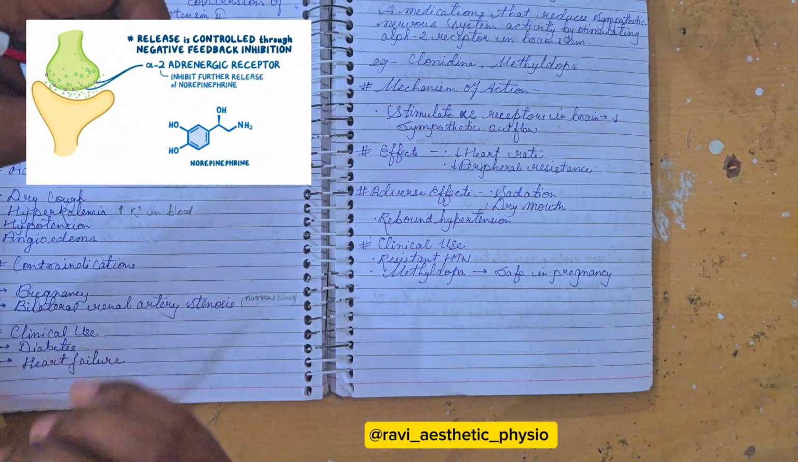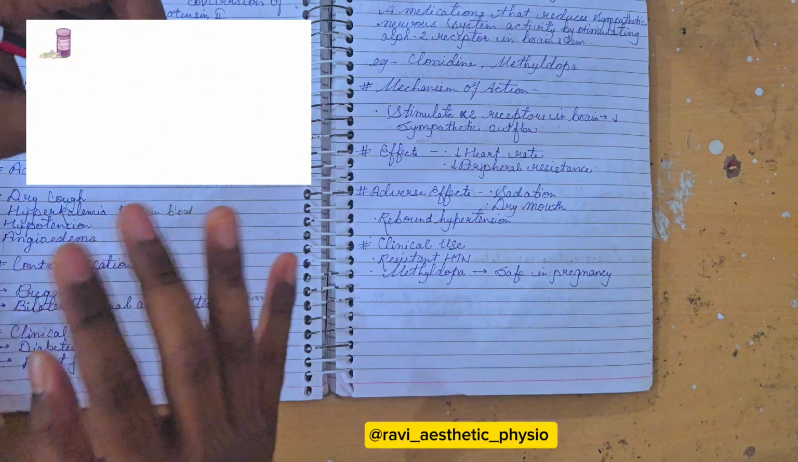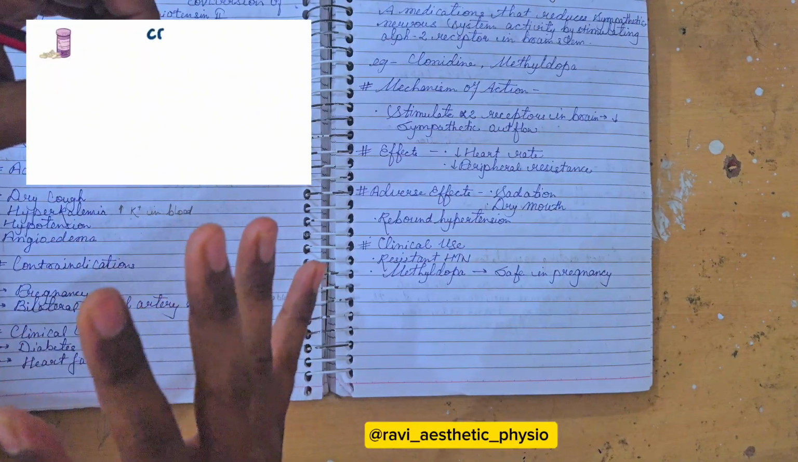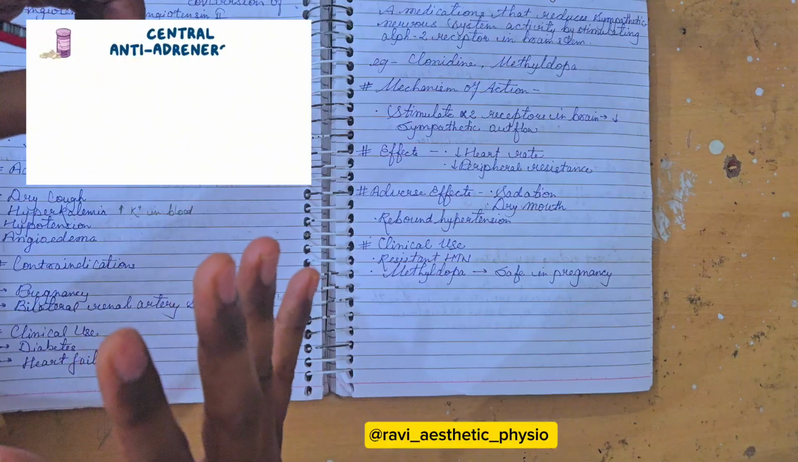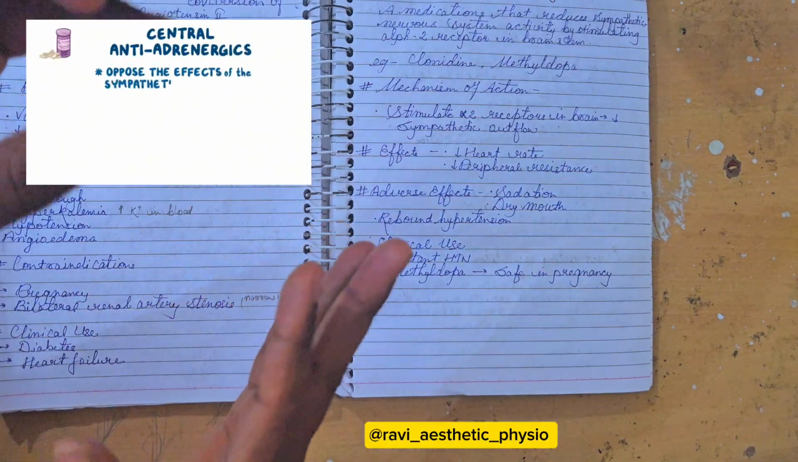Alright, medications that act on adrenergic neurons of the brainstem to inhibit sympathetic nervous system activation are called central anti-adrenergics. What these do is collectively oppose the effects of the sympathetic nervous system, which is caused by the fight or flight response.